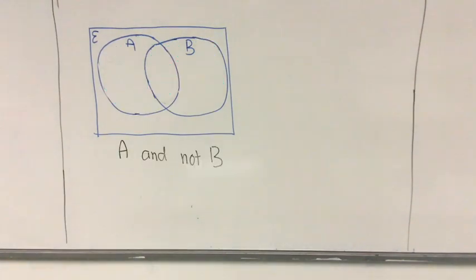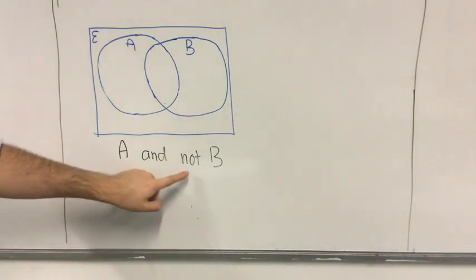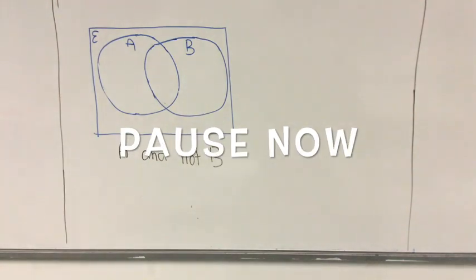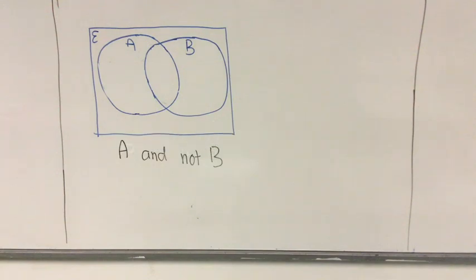Next one. The next one I want you to colour in is A and not B. So in your diagram, I want you to colour in everything that is A and not B. That means everyone that had an apple and not a banana. Had an apple and not had a banana. Press pause, colour that in. Here's what your colouring in should look like.